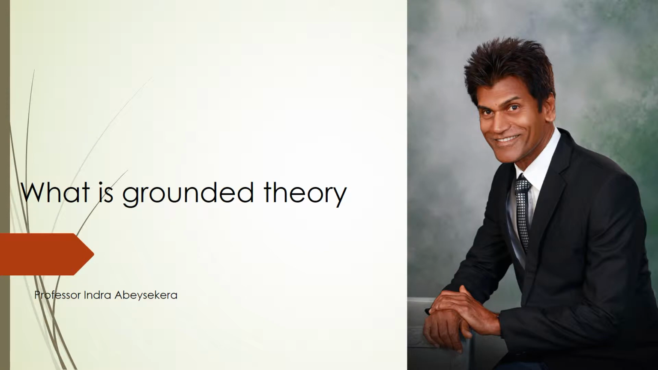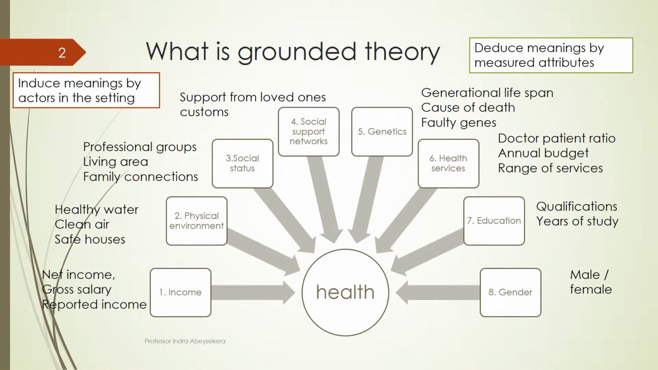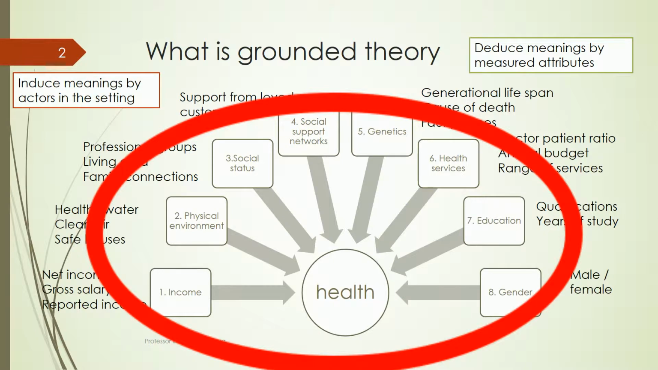Let's look at what is grounded theory. When we look at a concept such as health, we can identify a number of factors that influence health: income, physical environment, social status, social support networks, genetics, health services, education, and gender.